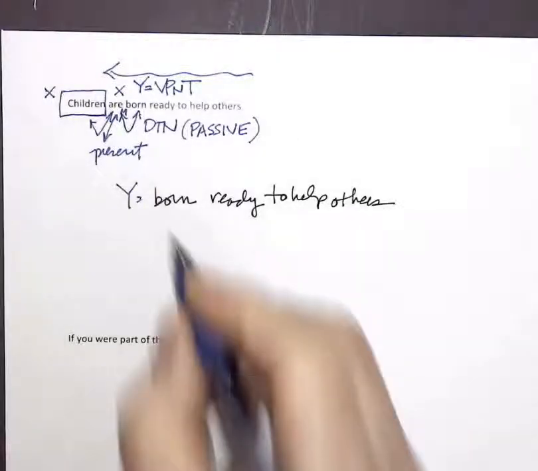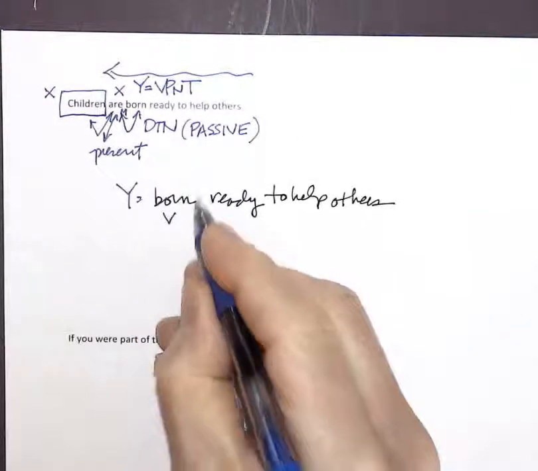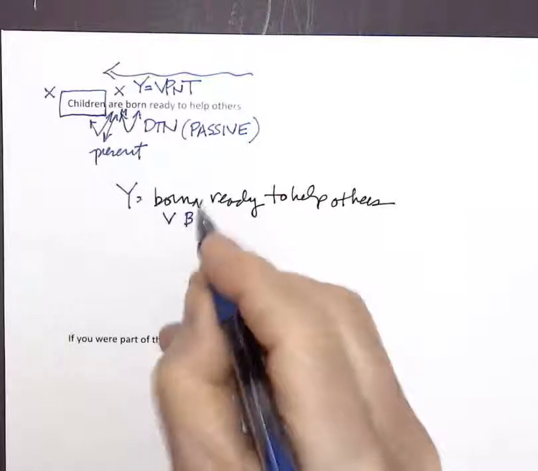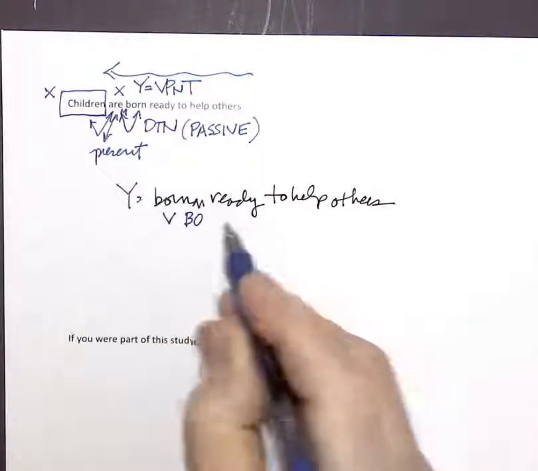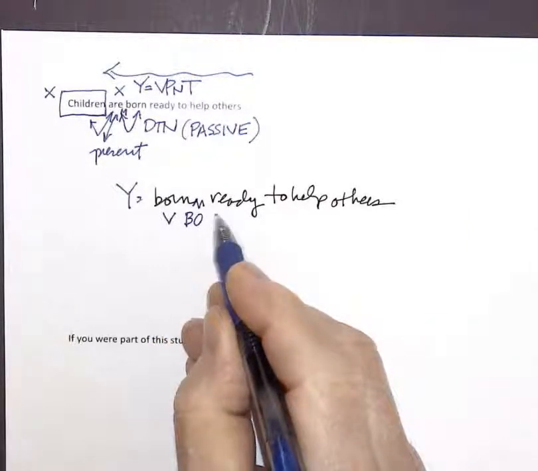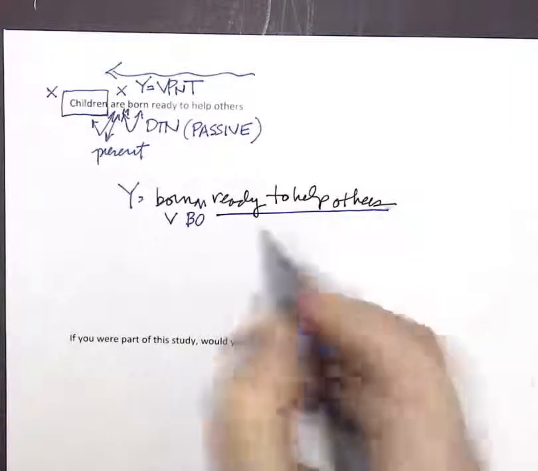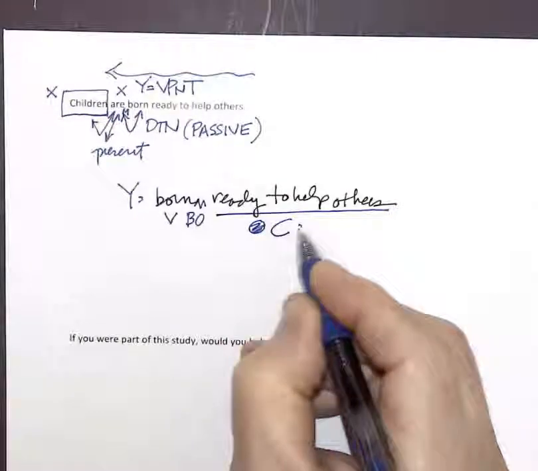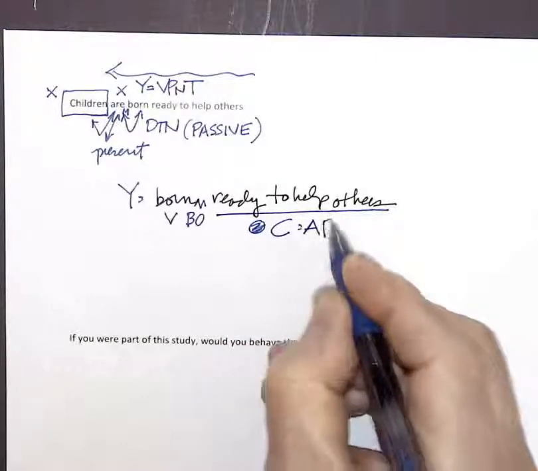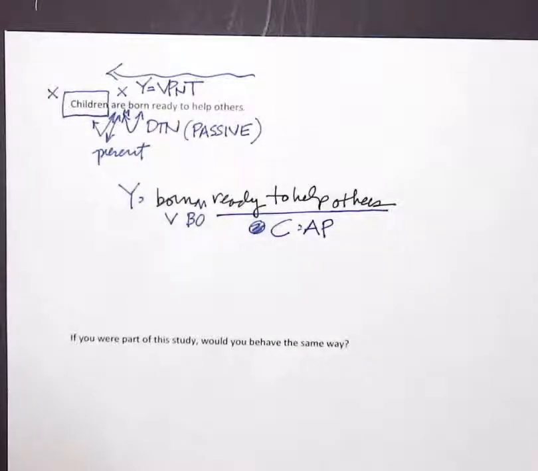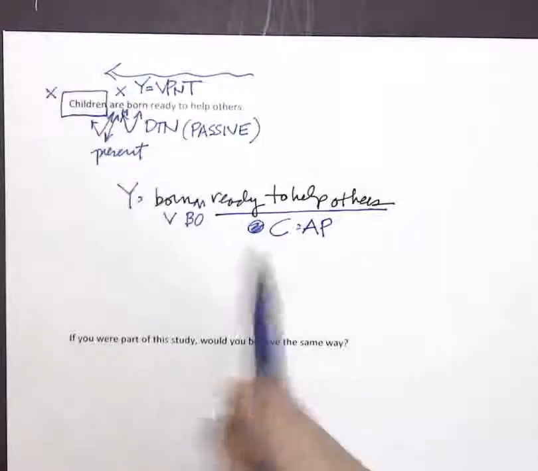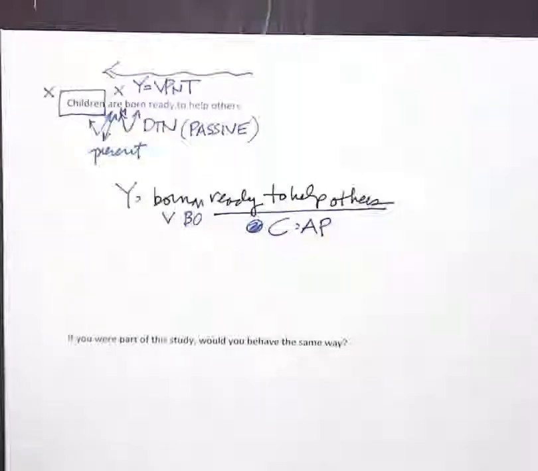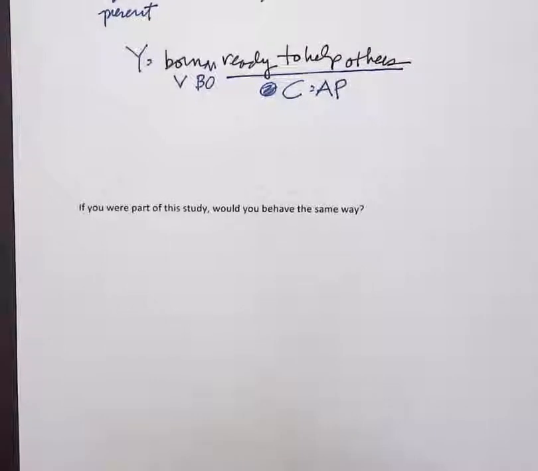So we have born is the verb. There's no particle. There's no object in this sentence. And how are they born? Ready to help others. This is the object. Well, I'm sorry, this is the complement. It's an adjective phrase, because the head is ready. All right, stop the video and please do the next one. Analyze it. I think this is our last sentence.